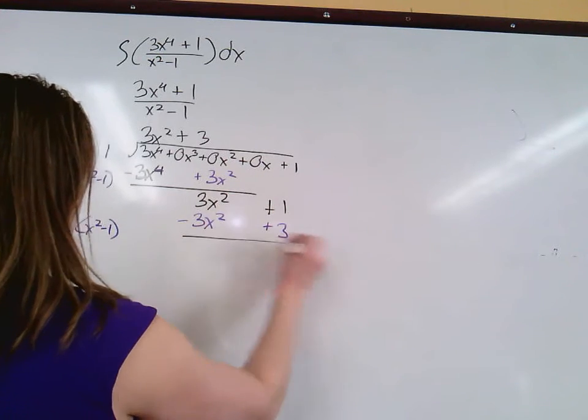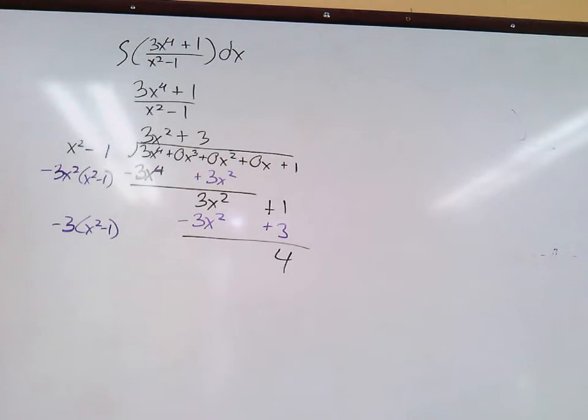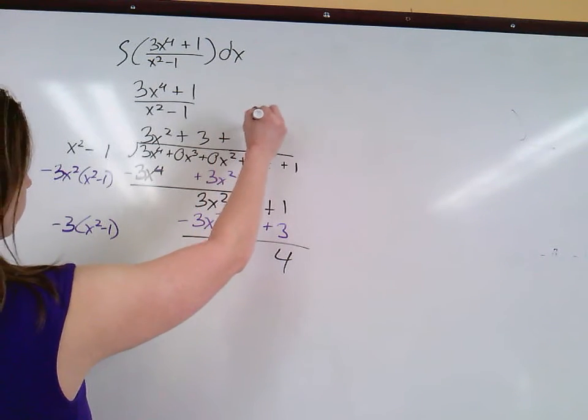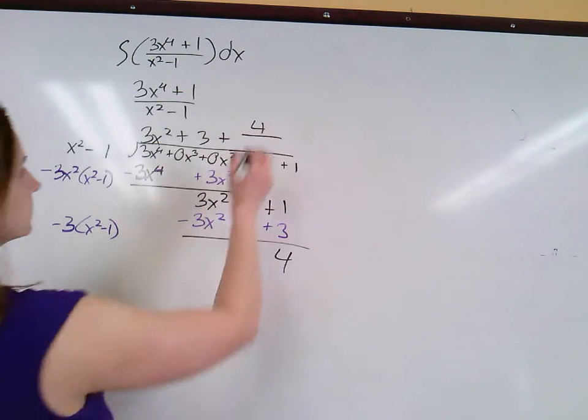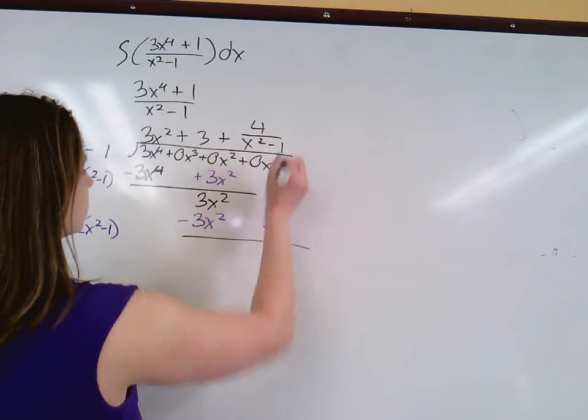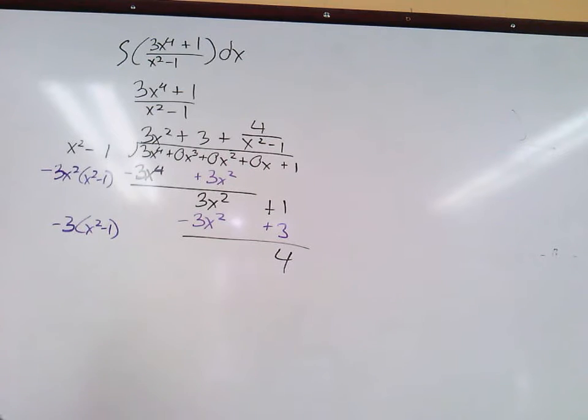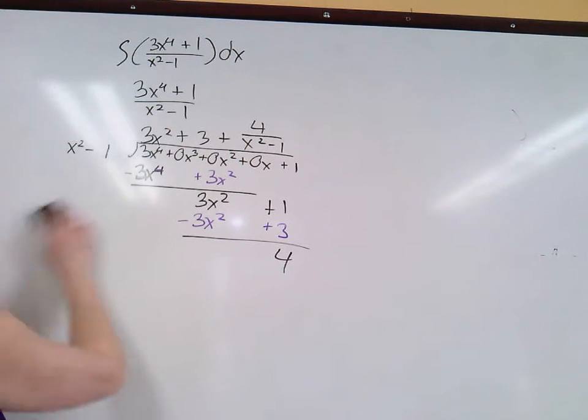So you get 4. So this is where the partial fraction decomposition comes in, because this is going to be plus 4 over x squared minus 1. Okay? We don't need this anymore. Thank you, long division, for that.